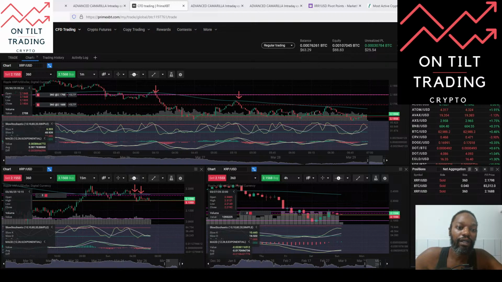So this is the R3 here, and this is the 200 EMA here. And this is R3 on the 15 minute, and this is S3. Same trade idea, R3 to S3 traverse.